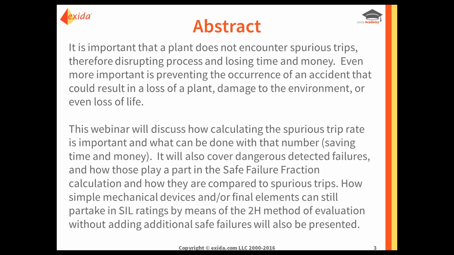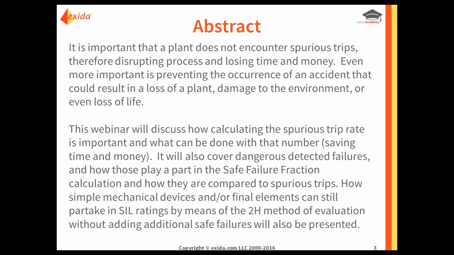Today we're going to talk about safe failures or spurious trips and why they matter to you. It is important that a plant does not encounter spurious trips, therefore disrupting the process and losing time, which results in losing money. Even more important is preventing the occurrence of an accident that could result in a loss of the plant or equipment. It could result in damage to the environment or even loss of life or human injury.